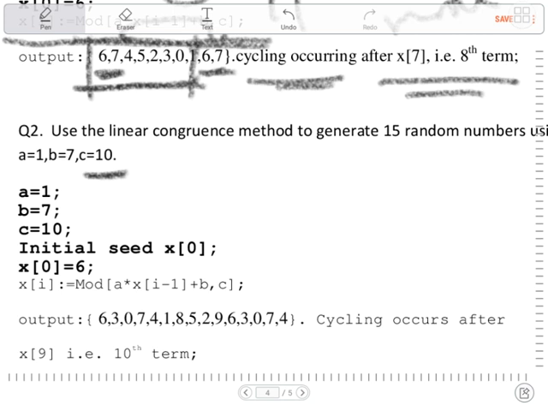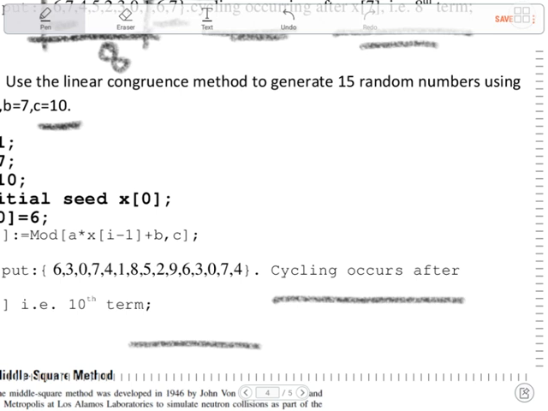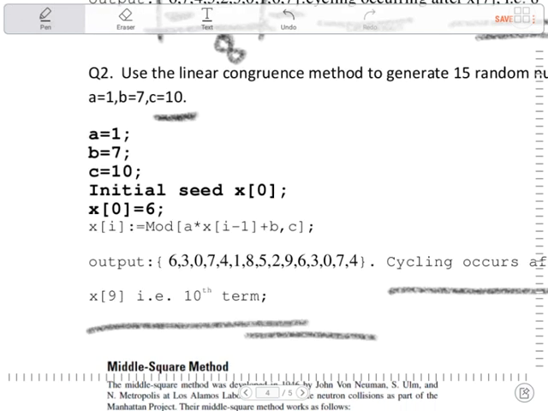Here there were 8 numbers for which there was non-repetition, and after that cycling started. Here there will be 10 numbers. What are the numbers? See, 6307418522, 9. Up to this. Then again it has started repeating. See, 63074 like that. So cycling over here after x9. So this is the linear congruence method.